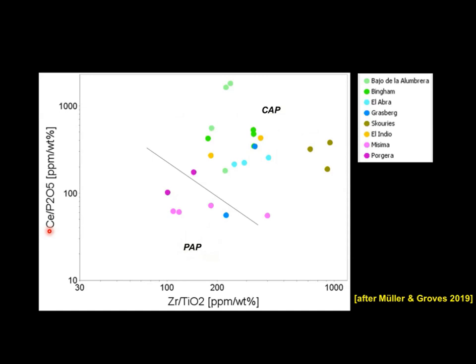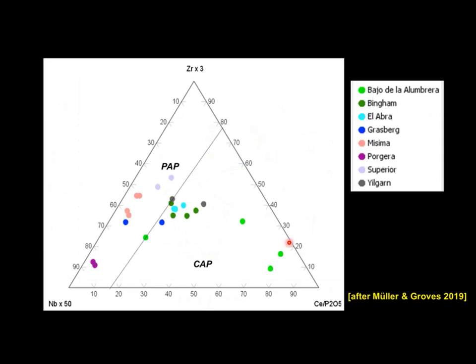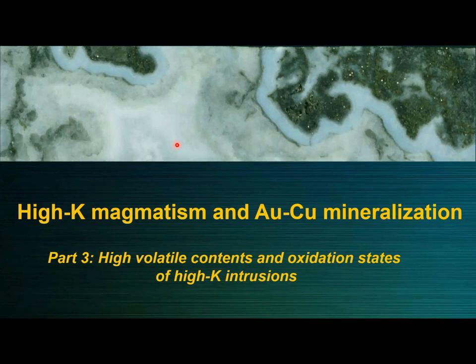Yeah, and in this diagram, you can see that the higher cerium concentrations are usually defining the continental arc potassic intrusions, while the strong high field strength components like niobium and hafnium are actually up here. I don't know if you can see it. They are more defining the post-collisional arc intrusions because of this asthenospheric deep mantle input in their genesis.